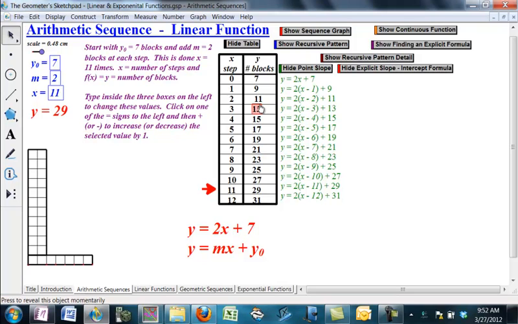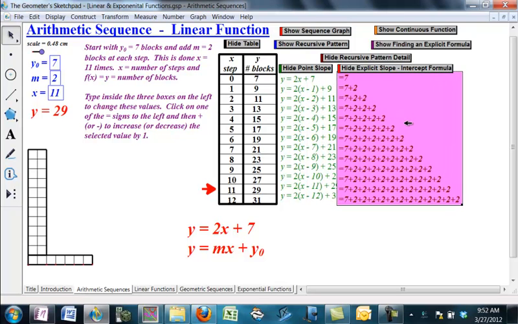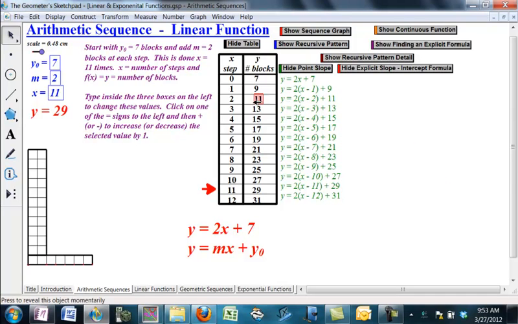And so what we find here is that we can think of each of these as 9 plus a certain number of 2s instead of 7 plus a number of 2s, but the number of 2s is 1 less than x. Well, we can also look at it as centering here at 2 and 11. So the 2 is here and the 11 is here.